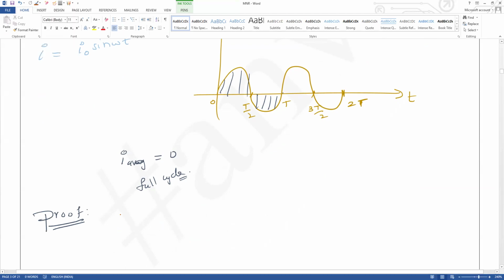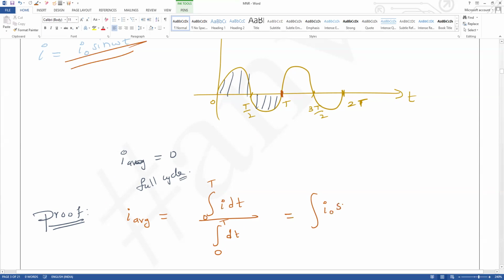Okay, so what is the average current formula? Speak loudly. The original formula, not what you learned. Integral I dt divided by the period. We are taking the full cycle, so time varies from 0 to T, and this is also 0 to T. So integral of I into dt, where I equals I naught sine omega t. So it is the integral from 0 to T of I naught sine omega t dt, divided by the integral from 0 to T of dt.